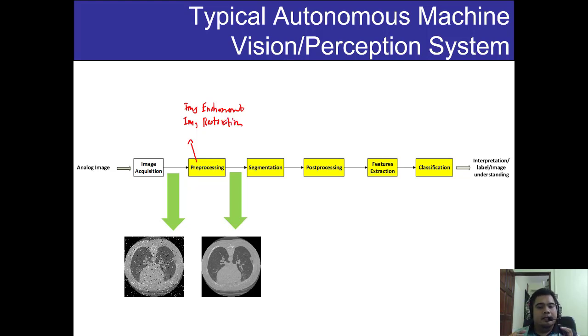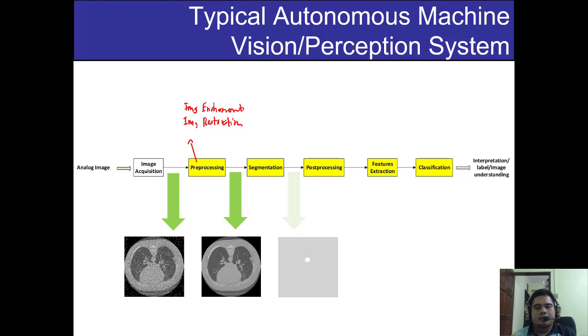So in general, pre-processing always involves these two elements, image enhancement or image restoration. And in some applications, maybe they only use image enhancement. Okay, it depends on the application and what are the suitable approaches to be used in the system.